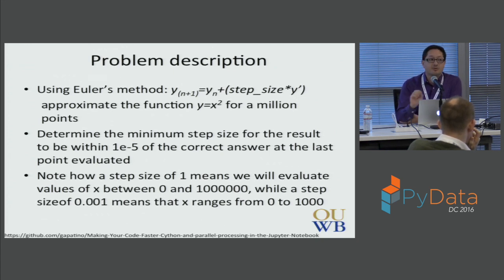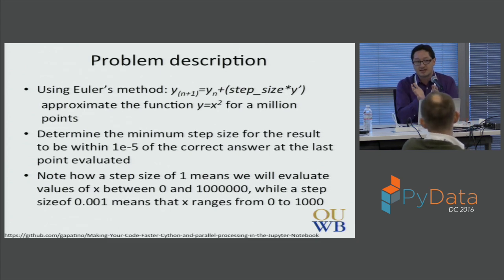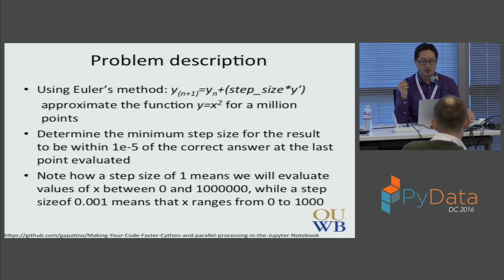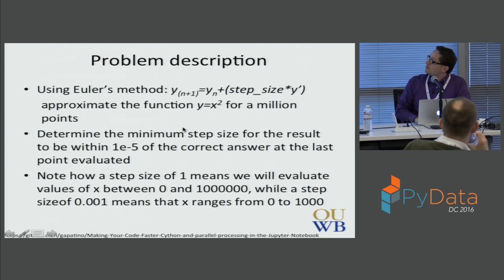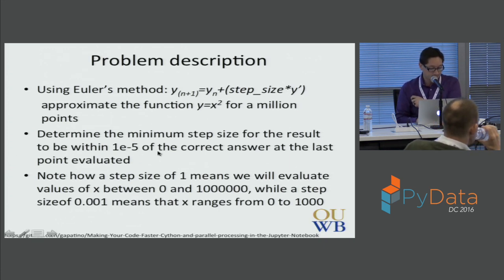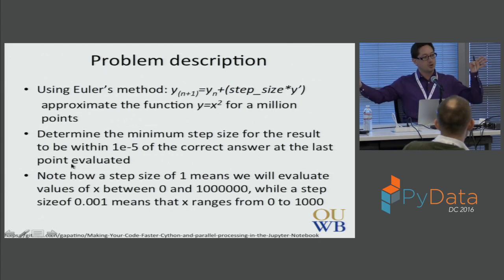This is a very simple method. It's not very used in our actual scientific environment because it's very imprecise. Very quickly you accumulate huge errors, and I'll give you an example of that. When we run this function, we also want to determine the minimum step size for the result to be within a specific tolerance that we are specifying as 1e-5. And we're just going to run it for 1,000,000 points.